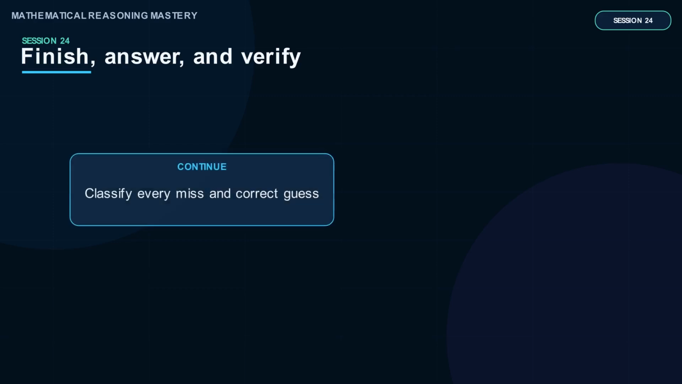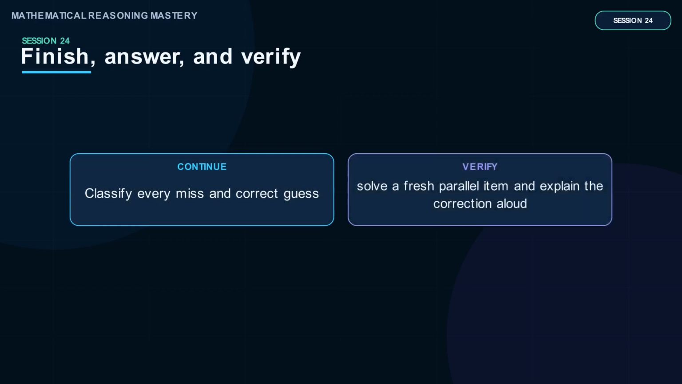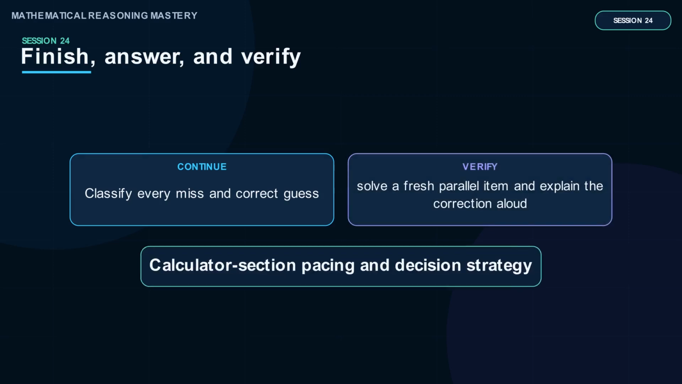Continue by applying this control. Classify every miss and correct guess. The explanation supports one option without relying on its position. The mathematical conclusion is calculator-section pacing and decision strategy. State it with any required units, interval notation, or restrictions. The final answer is calculator-section pacing and decision strategy. Compare it with the exact target and reject any choice that represents a common intermediate step. Verify from another direction, solve a fresh parallel item, and explain the correction aloud. The check should use evidence independent of the original calculation whenever possible.